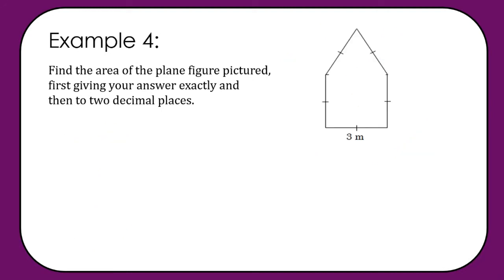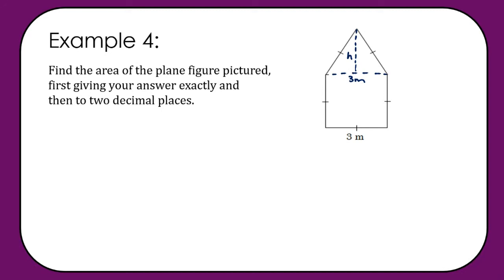Okay, now final example, we have a fairly simple looking shape, a triangle and a square. Obviously those little lines indicate equal length. So we're going to need to break this shape up this way. The square is clearly easy, it's 3 by 3. The triangle, we know that the base length here is going to be 3 metres, but to work out the area of a triangle we are also going to need to know the height. So we're going to need to think about that first.